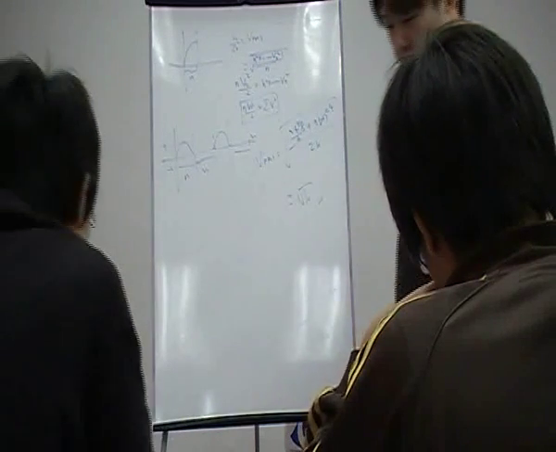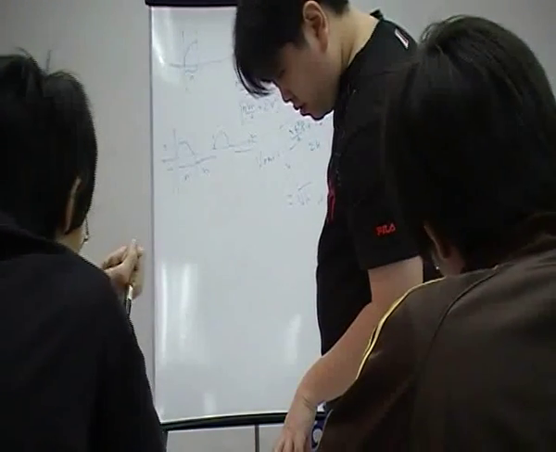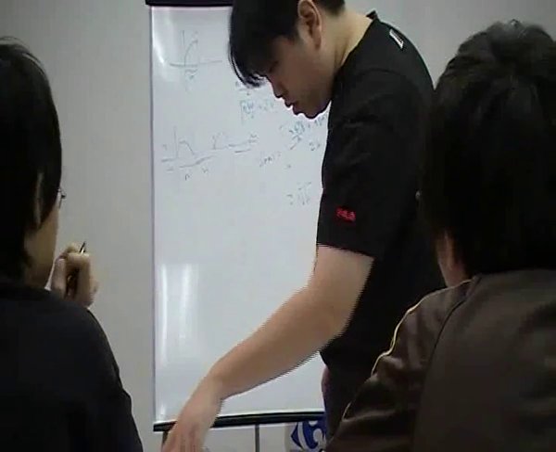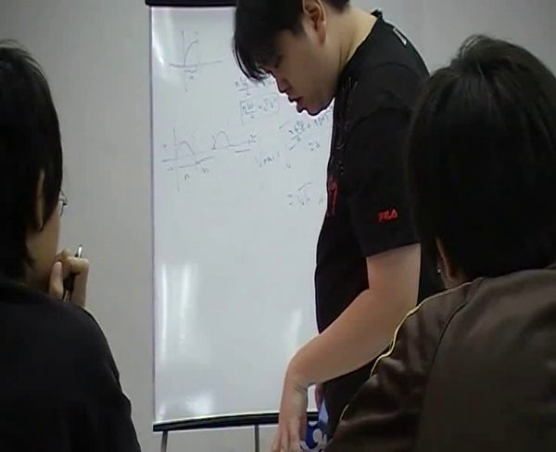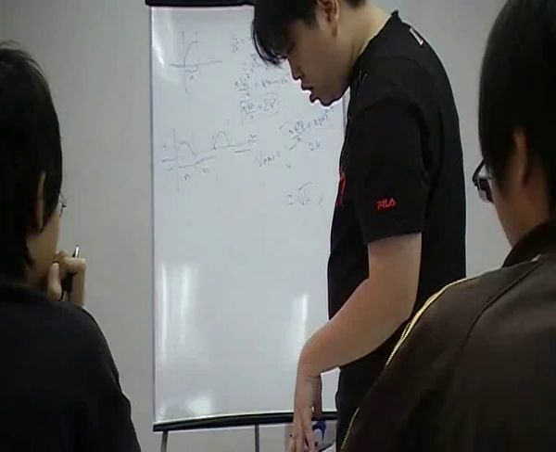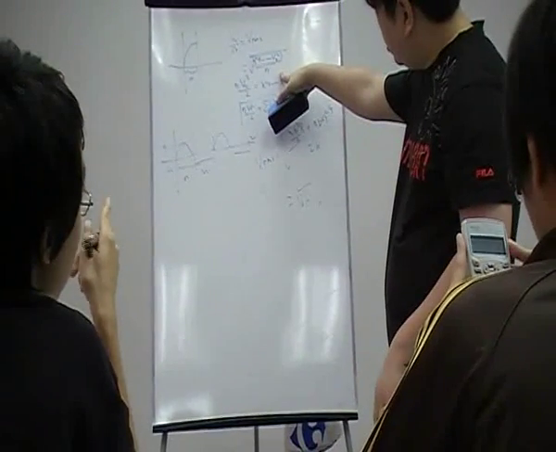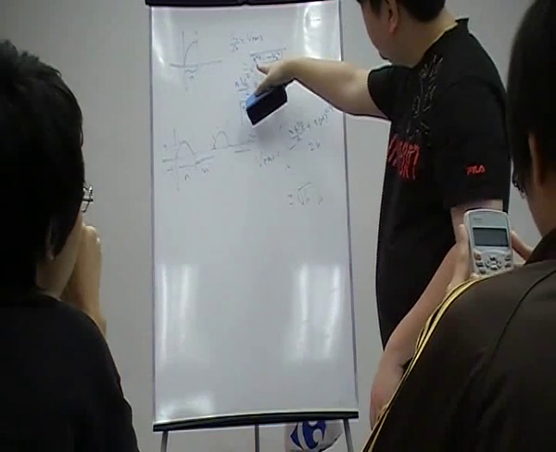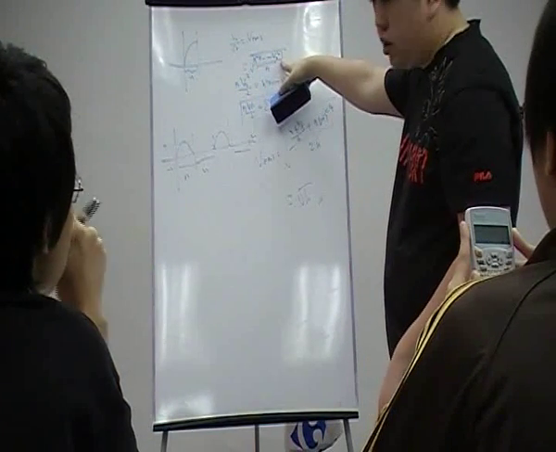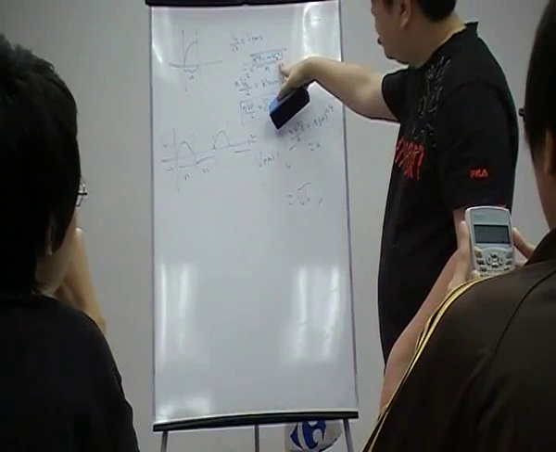Why isn't that N? Because it's all square, right? Why is that N? Why is that not N? No, it's V1 square plus V2 square plus V3 square plus until Vn square.